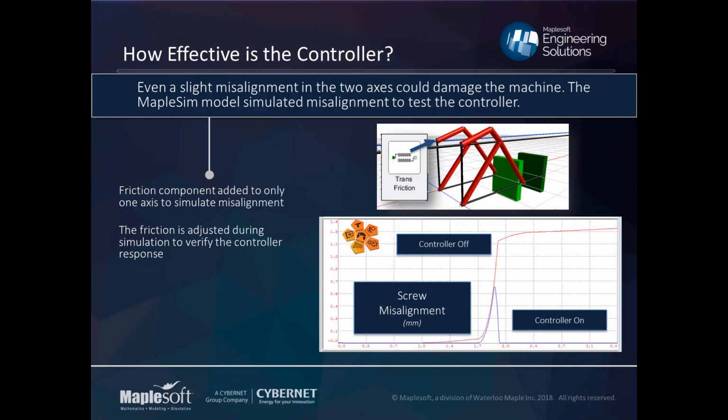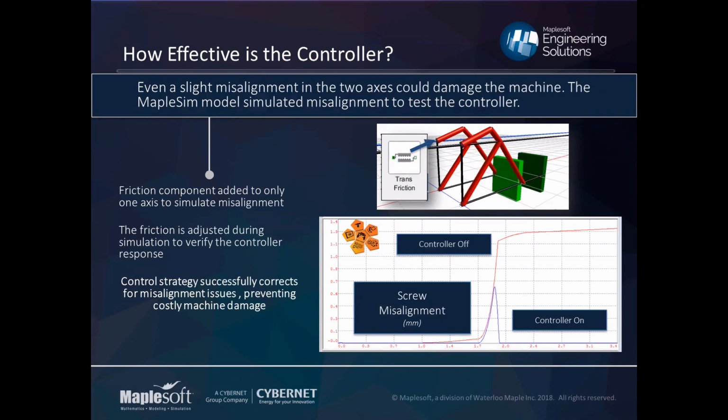So in MapleSim, we just added a friction component onto one of the two mechanisms. And within Automation Studio, we could pass a parameter through to that and start playing around with the friction on one. And what you can see below here on the right is after a couple seconds of operation, we turned the controller off and on after we simulated some friction. So the red line there is just to say, with the controller off, yep, this is an issue. The misalignment starts to increase, and there's where the machine damage is going to happen.